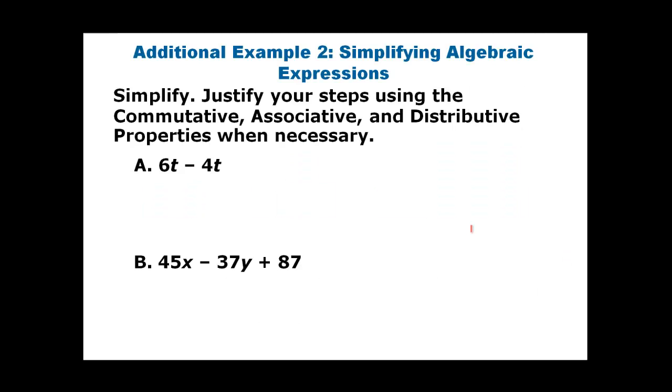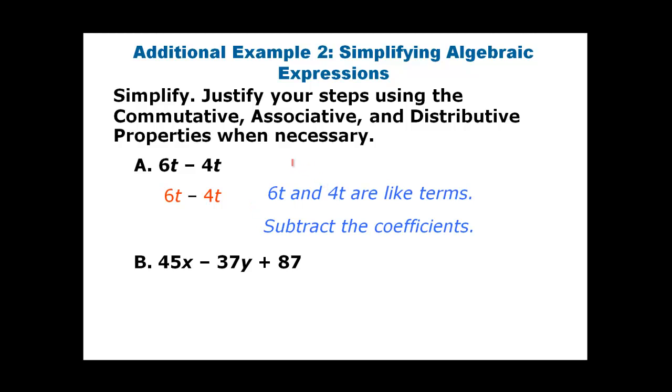We want to simplify these expressions. We have 6t minus 4t. Okay, so what we will do here, we will take 6t and 4t, like terms, so we will add them. Sorry, we will subtract them, so it will be, okay, 2t.